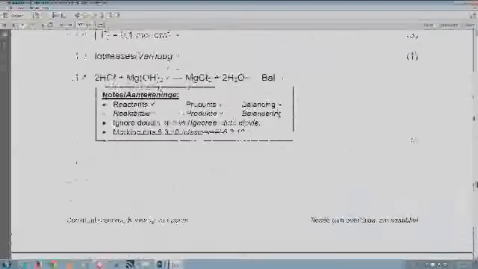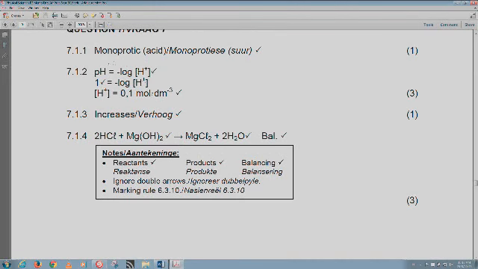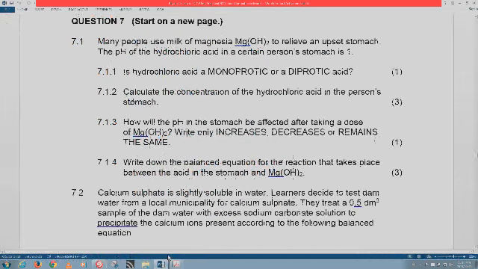Now, if you quickly go to question 7 in our memorandum, the correct answer there is monoprotic. So the learner does not have to say acid because the word acid is already in the question. So if the learner just says monoprotic, the learner will get the 1 mark there. The second question there, 7.1.2. Calculate the concentration of hydrochloric acid in the person's stomach for 3 marks.